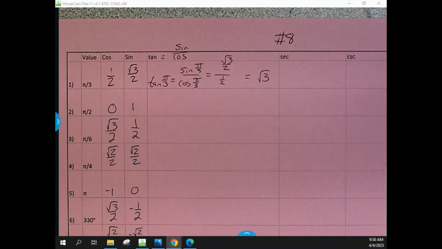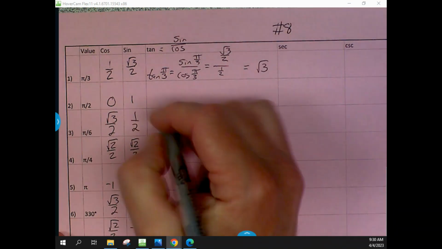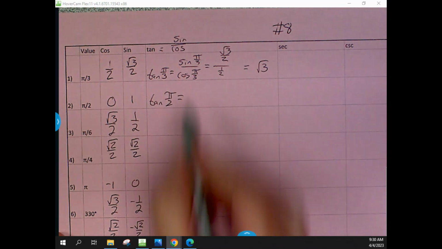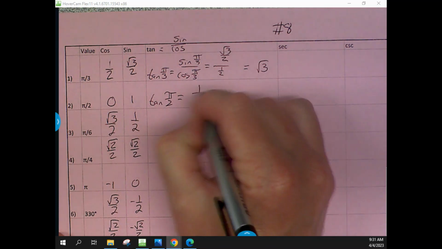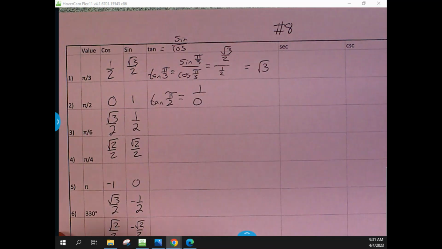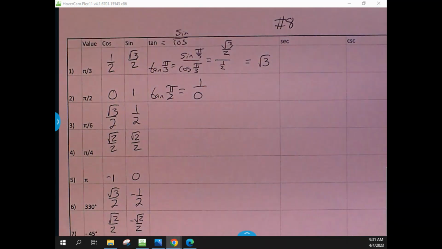All right. So pi over 2. So tangent of pi over 2 is the sine of pi over 2, which is 1, over the cosine of pi over 2, which is 0. Now, again, you're going to have to do this. Here's the bad news.